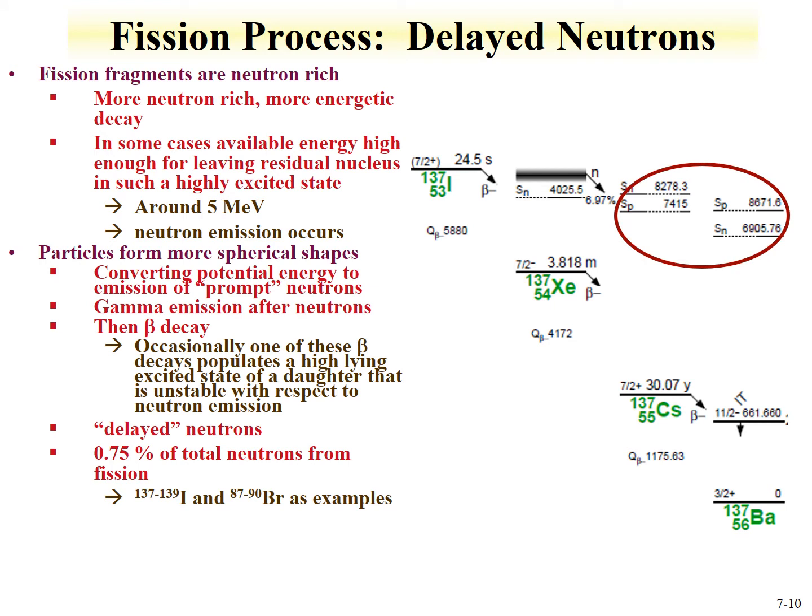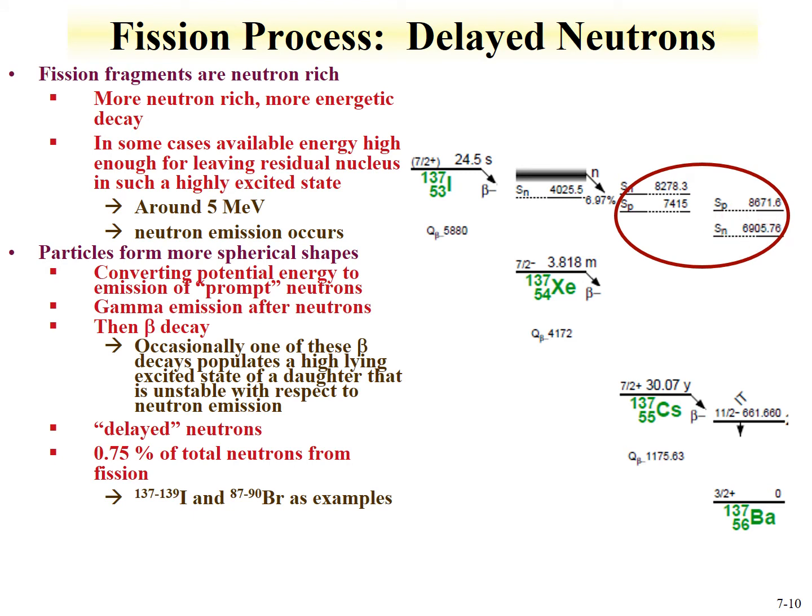The xenon 137, for example, its Q value is 4 MeV, and the neutron separation energy of the daughter cesium 137 is 8.2 MeV. That's not energetic enough. Same thing for the cesium 137 decay. It's a little over 1 MeV, and these neutron separation energies are close to 7 MeV.